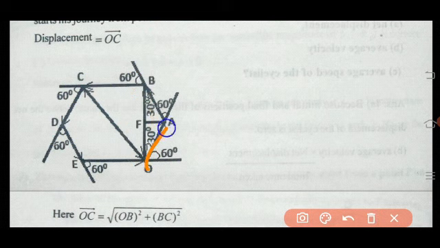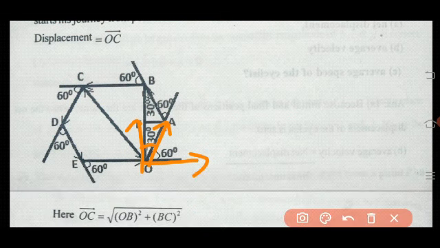But we know the length of OA as well as the length of AB, that is 500 meters. But we don't know the length of OB. So what you have to do? Just split this vector OA into two components. Okay, that is where the angle comes. You can write that is OA cos 30.